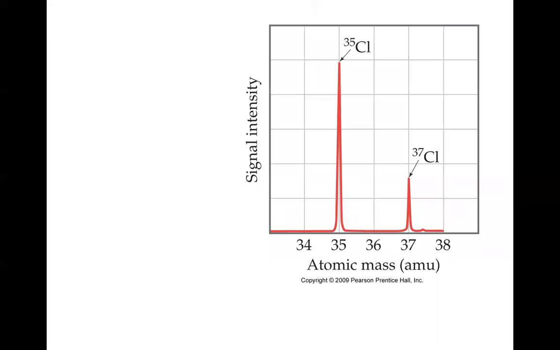Now, the information that you'd get within that, let's say you were testing your chlorine atoms. When they go through the instrument, what you end up finding here, this would be the kind of output that you get. There's two different peaks. One really centered at a mass of 35 and another at a mass of 37.